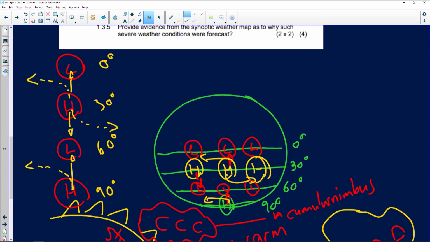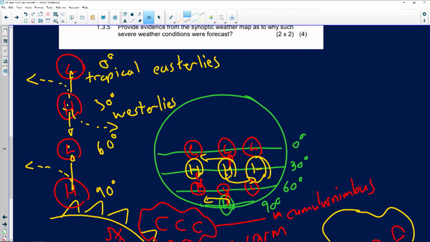These are known as your trade winds, the air being deflected from the subtropical high to the equatorial low, known as the tropical easterlies. The air moves from the subtropical high pressure to the subpolar low pressure and is known as the westerlies. Remember, wind is named from the direction it's coming from, very importantly. It looks like they're blowing west, but where are they coming from? They're coming from the east.